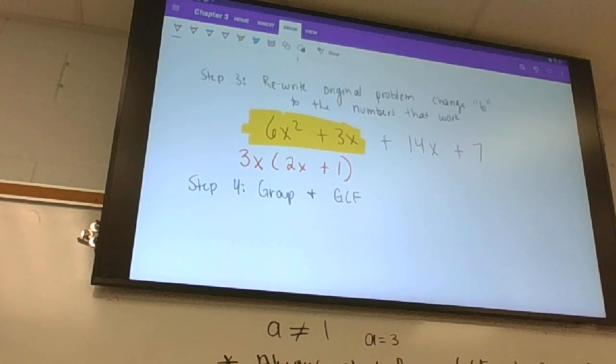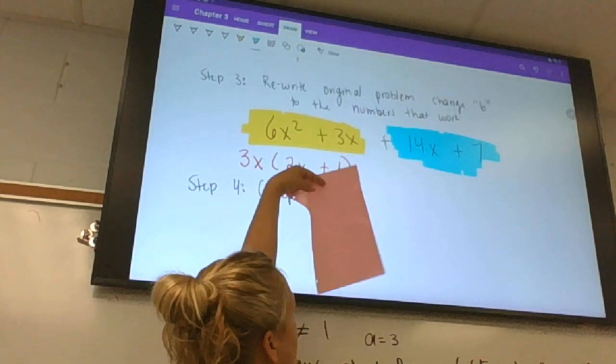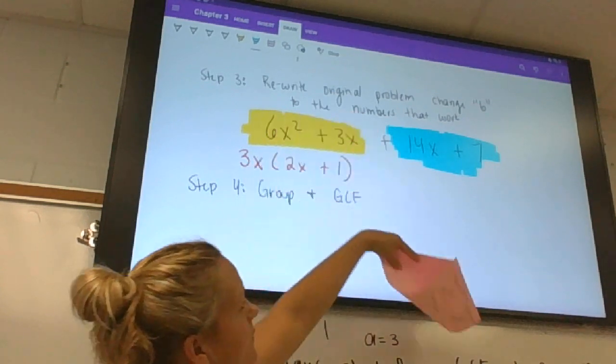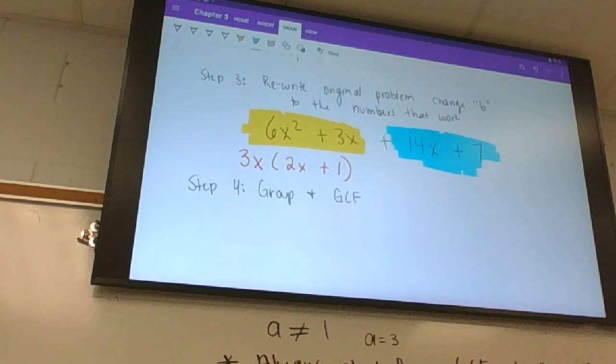Now I'm going to do it again with the second group. So I'll cover up the first two. And what's the GCF of 14x and 7? Take a 7 and put it in front. If you take a 7 out, 14 divided by 7 is 2. 7 divided by 7 is 1. Okay? Now, there's a little green light here if your parentheses match. The parentheses must match.